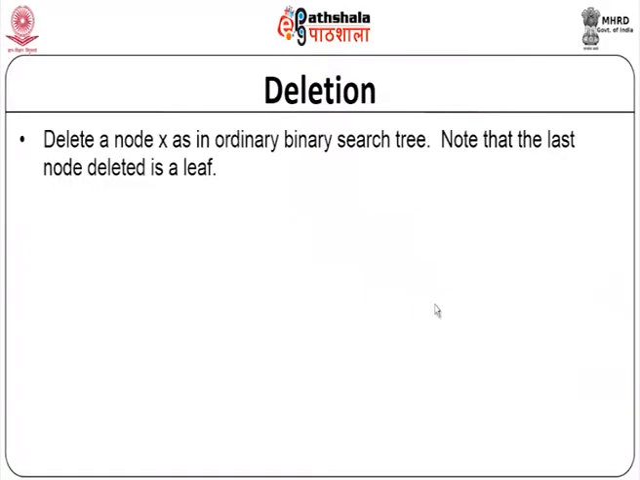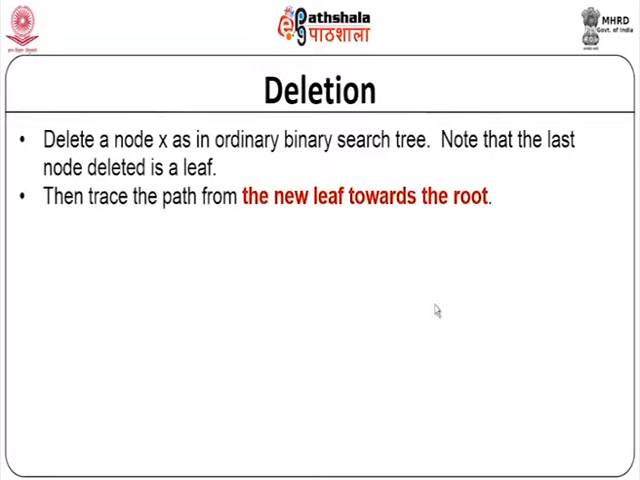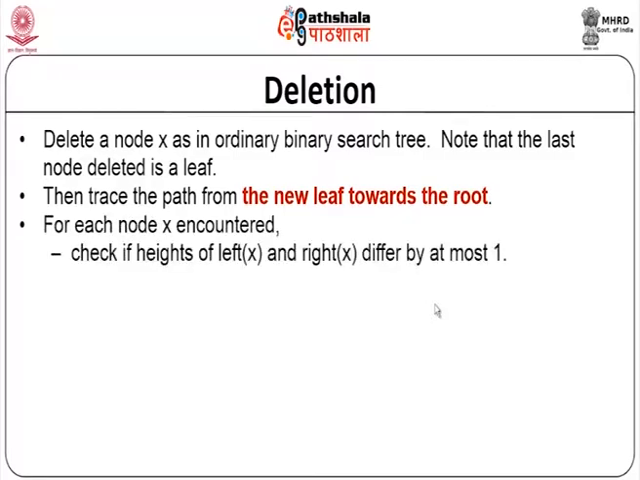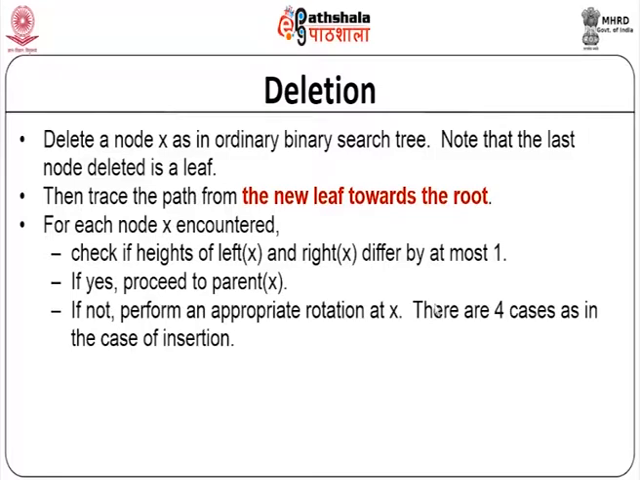Now, we talk about deletion. So, deleting a node x in an ordinary binary search tree, the last node deleted will be a leaf. Now, we have to trace the path from the new leaf towards the root. And then for each node x encountered, check if the heights of left of x and right of x differ by at most 1. If yes, you proceed, and if not, perform an appropriate rotation at x.